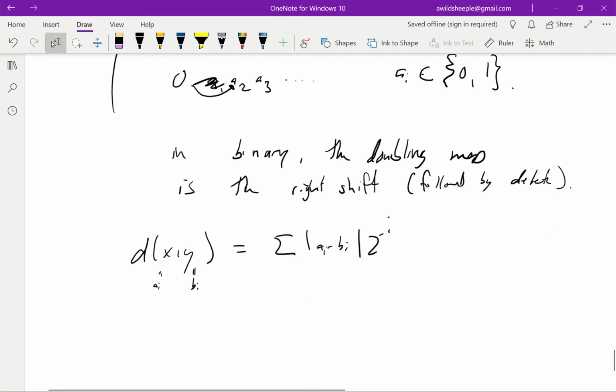And what this means is that our shift map is going to give us a sensitive dependence on initial conditions, because the i's get decreased by 1, so the 2 to the minus i's go up by 1. And that has the effect of approximately doubling the distance. Maybe I should write approximately here.